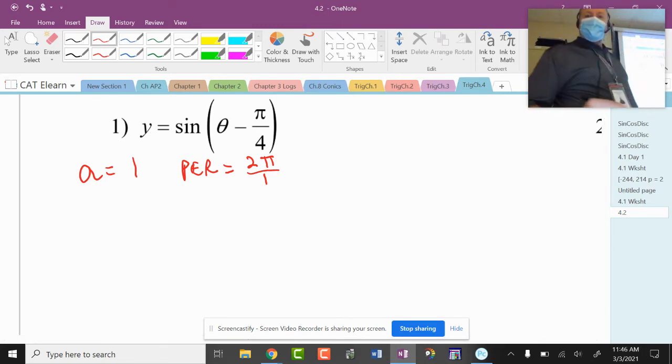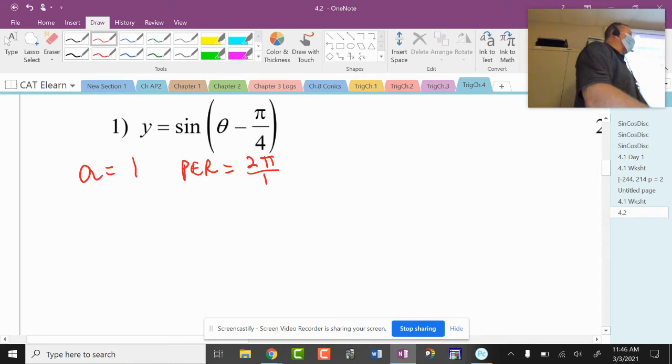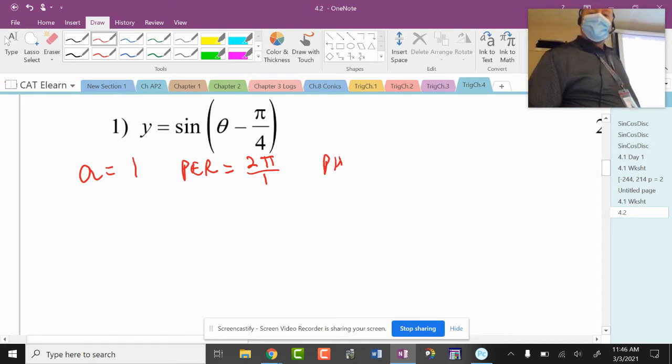And then Natalie, what is pi over 4 called? What's our new math word of the day? Which way is this phase shift? Is it right or left?